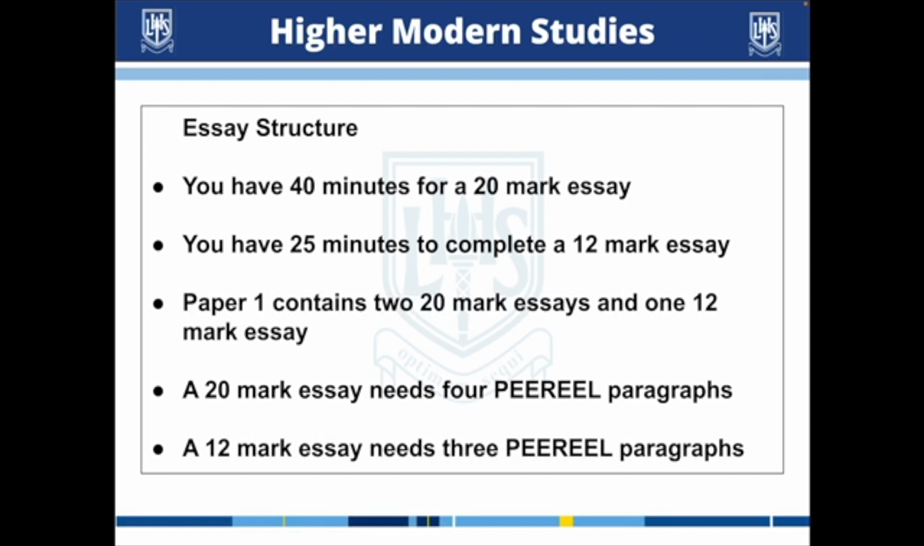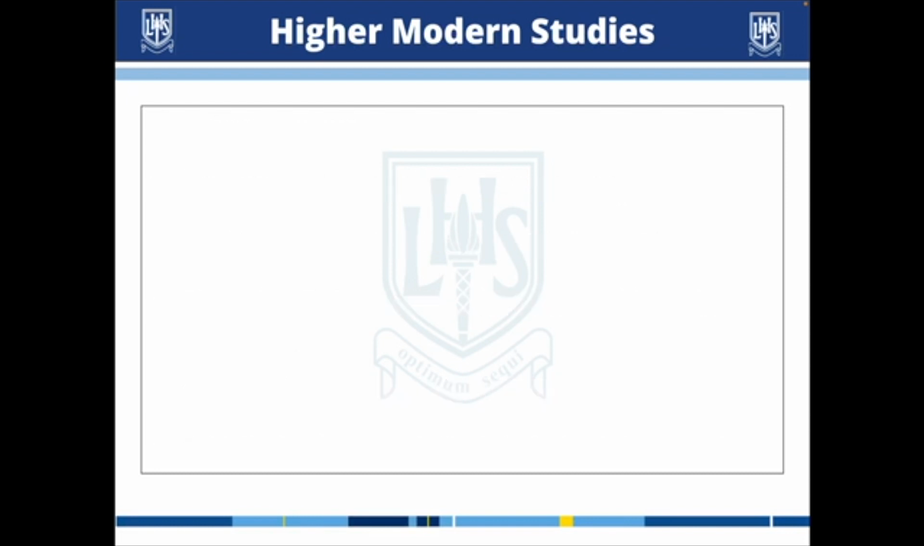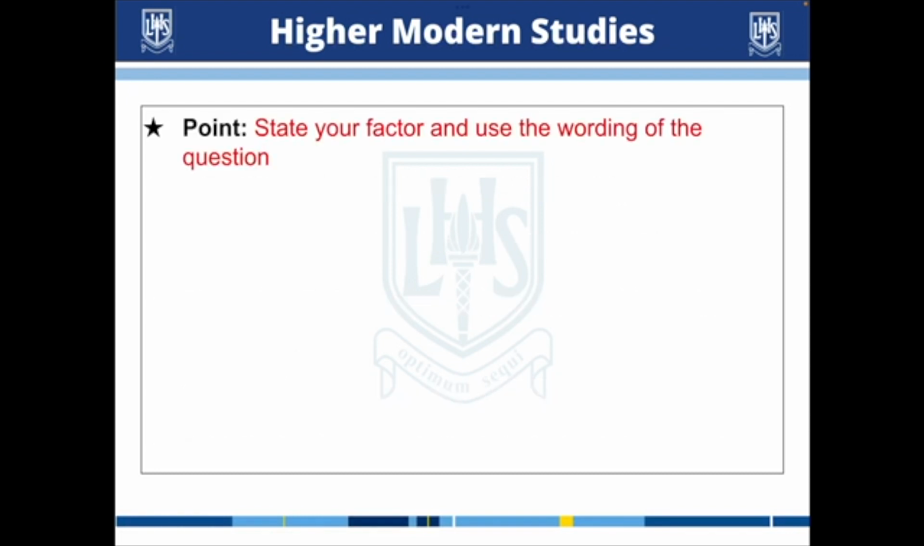For a 20-mark essay, you should be aiming for 4 PEARL paragraphs. A 12-mark essay should aim for 3 PEARL paragraphs. In terms of PEARL then, we start with our point. For your point, all you're doing is stating your factor and using the wording of the question. Now that's incredibly important. It can't just be a generic point. You need to use the exact wording of the question.